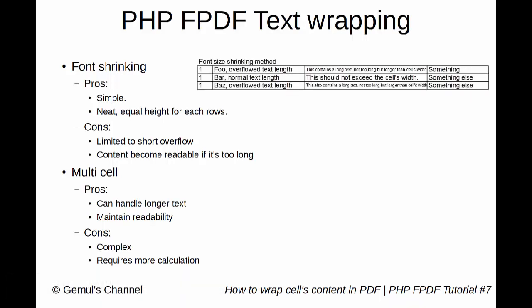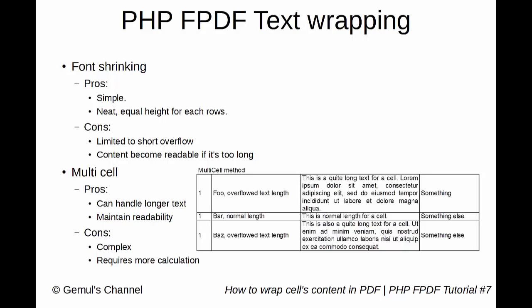Font shrinking handles overflowing text by shrinking the font size until it fits in the cell. This is the most simple method. This method keeps the height of every row equal. But the downside is, it's only limited to text which is slightly longer than the cell. Longer than that, the text will become unreadable because it's too small.